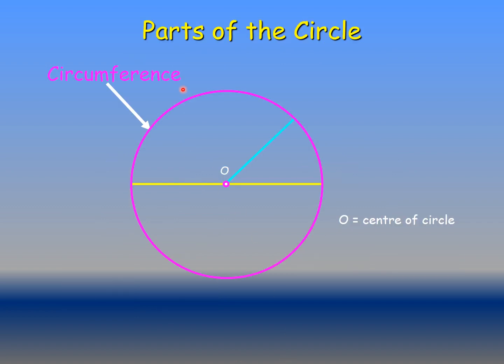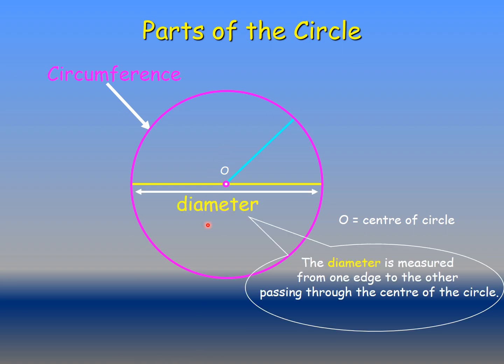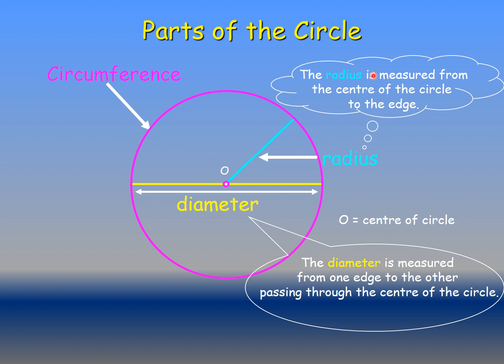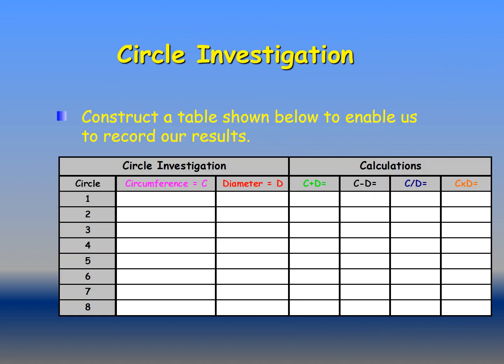Now we know the circumference is actually the boundary of the circle. O is the center of the circle. Diameter is measured from one edge to the other passing through the center of the circle. Radius is measured from the center of the circle to the edge, from here to the end point, from here to the end point, from here to the end point.